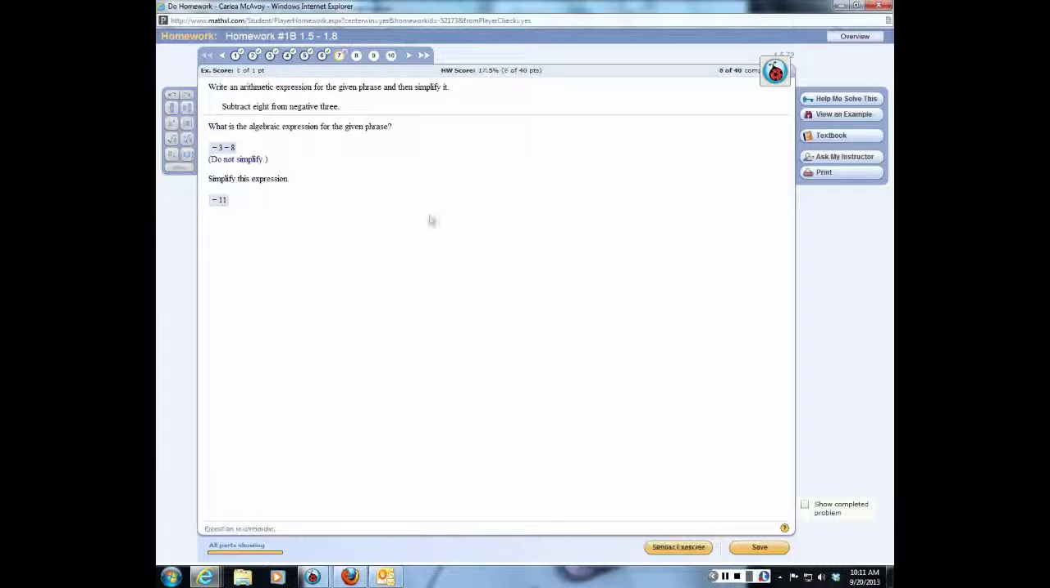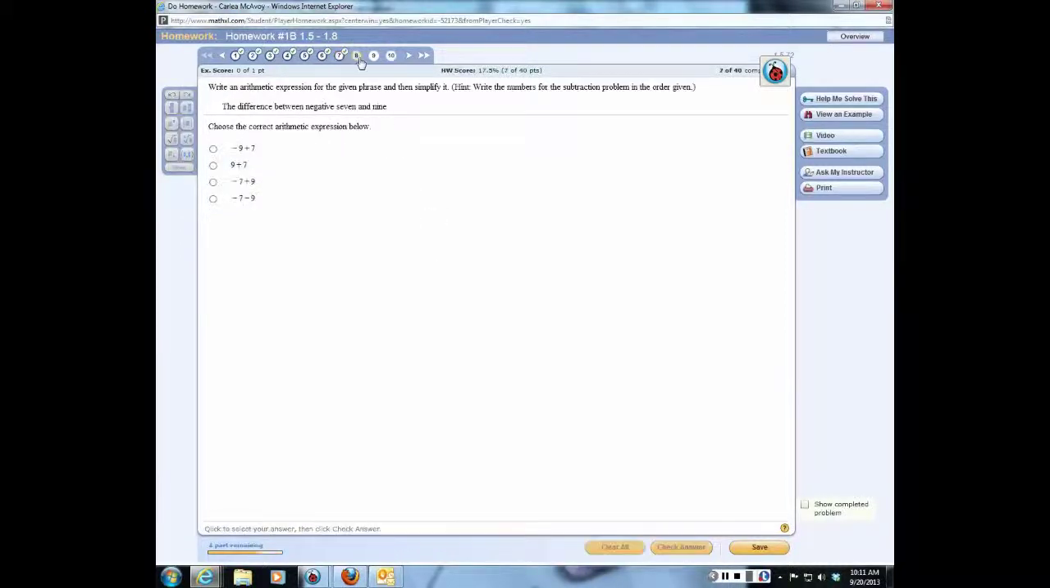All right, so the difference between 7 and 9, that's what we were trying to write here. And then we're going to simplify it after that. This is number 8.